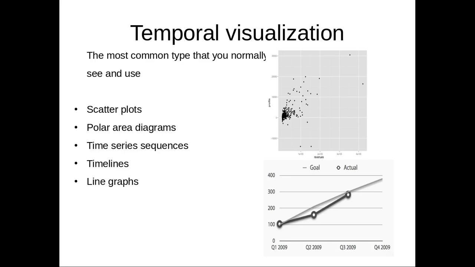So temporal visualization is what you normally see and use. For example, your scatter plots, your line plots, your time series sequences, etc. These are the types of visualization that you usually plot using matplotlib or plotly in Python. And they're the most simplistic visualization. Most of the time people would use Microsoft Excel or PowerPoint to draw these visualizations. And these are types of static visualization.